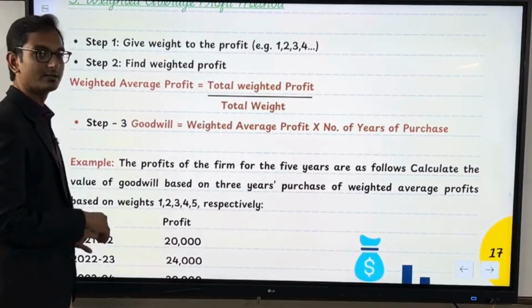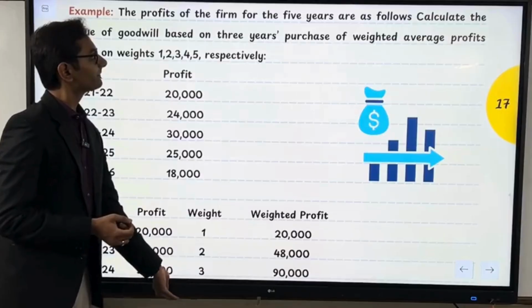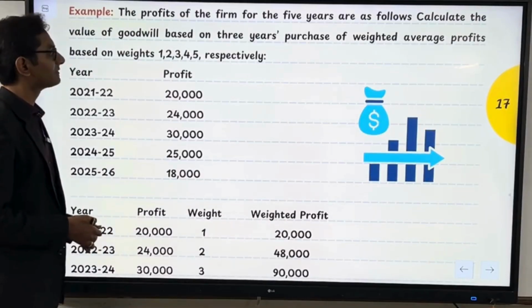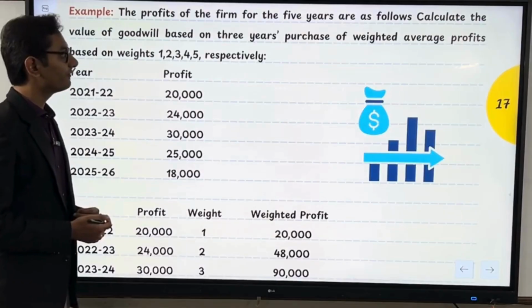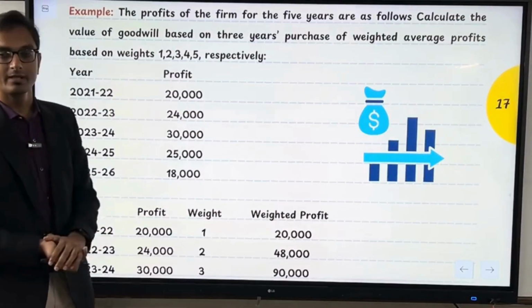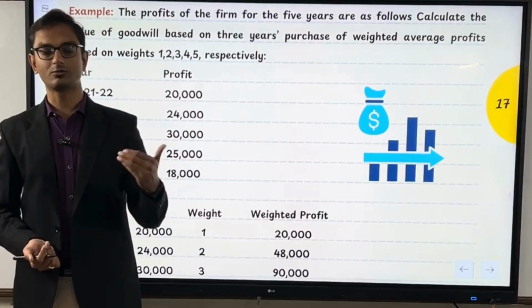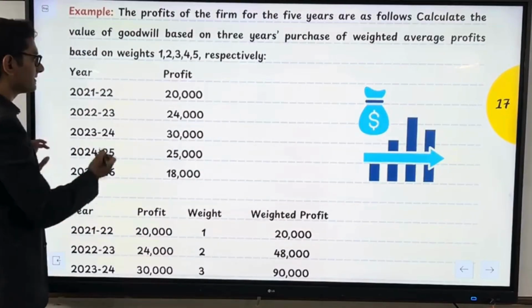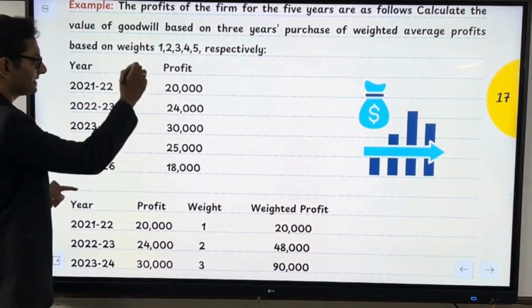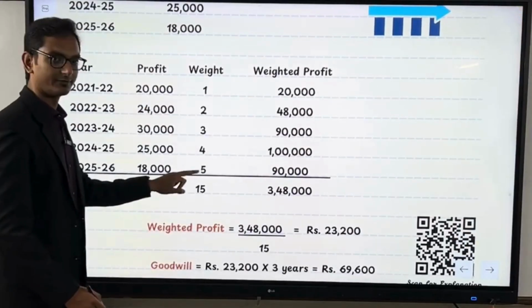Now let us see one example to get a clear idea. The profit of the firm for the 5 years are as follows. Calculate the value of goodwill based on 3 years of purchase of weighted average profit, based on weights 1, 2, 3, 4, 5 respectively. That is, the oldest year we have to give weight 1, then 2, 3, 4, and the latest year we have to give 5. So the profit is given from the year 2021-22 to 2025-26, right, and we have to give the weights 1, 2, 3, 4, 5.